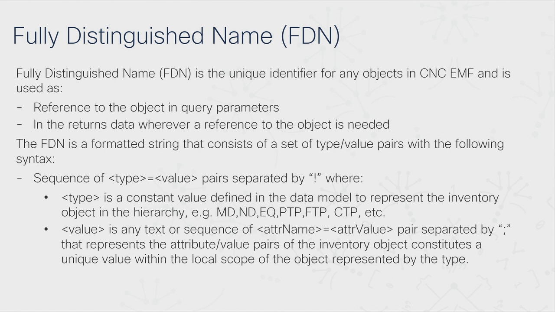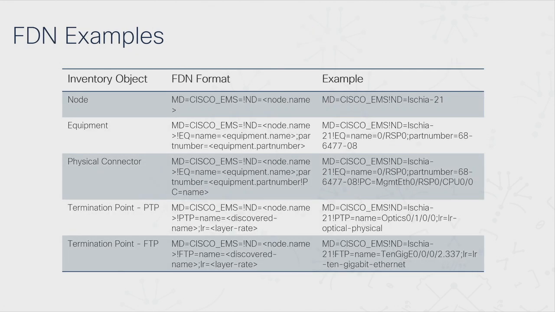So let me give you some examples. Those are some FDNs. So we have FDNs for nodes, equipment, physical connection, termination point, and so on. And as you can see from the example, it's a sequence of type and value. So we start with, for example, for the node, Cisco EMS as type MD, and then the ND, or node type, is followed by the device name.